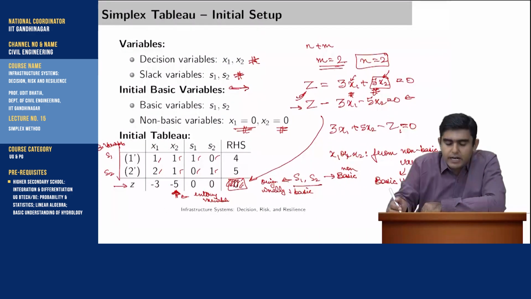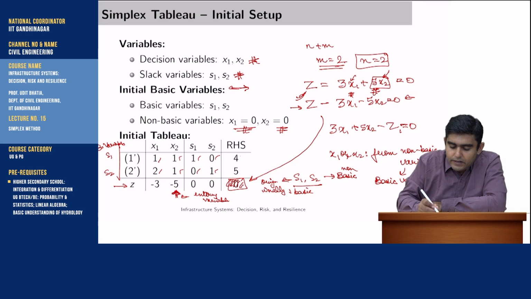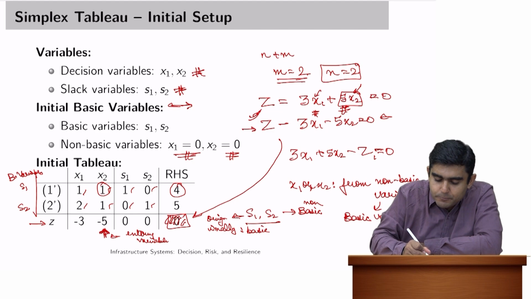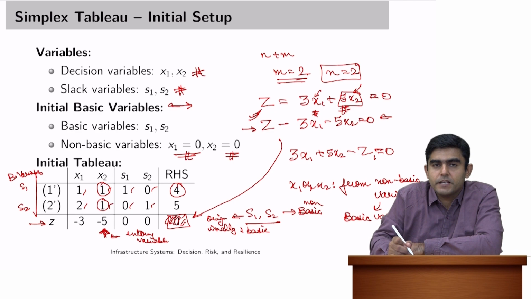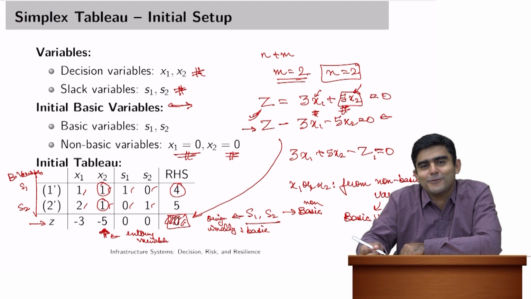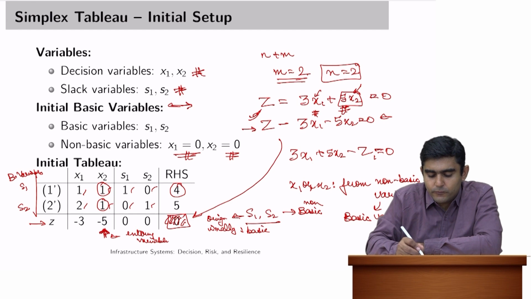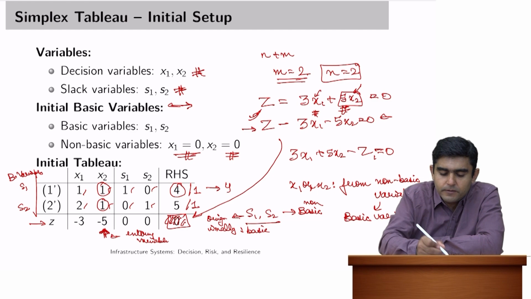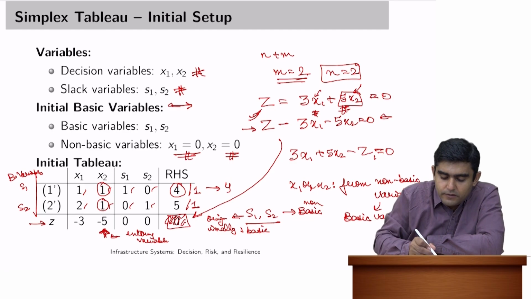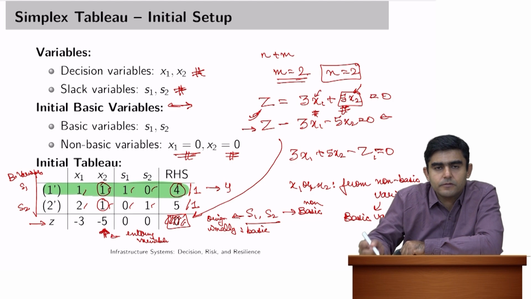What I'm also looking at is what I called a quote unquote shortcut: if the ratio of RHS to the corresponding coefficient in the entering variable column is the smallest, that is going to be the first variable to leave. So 4 divided by 1 is 4, 5 divided by 1 is 5. So this happens to be the smaller value here. So this is going to be the variable that will leave first.